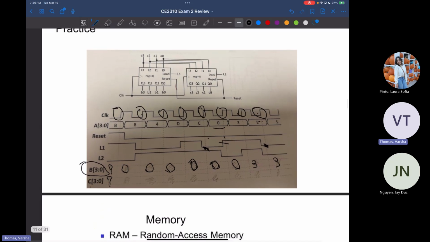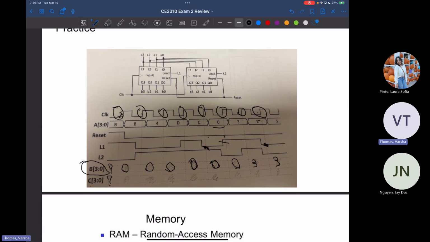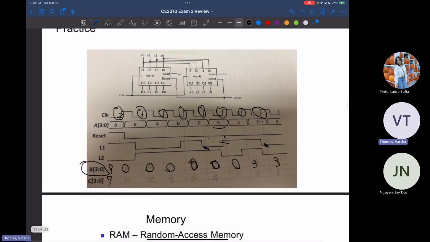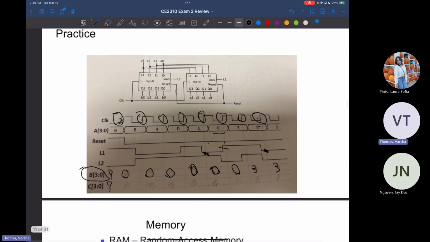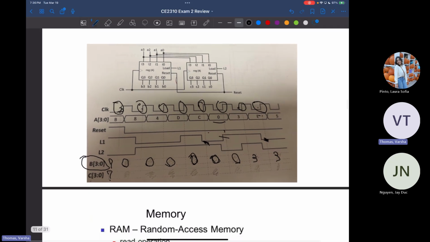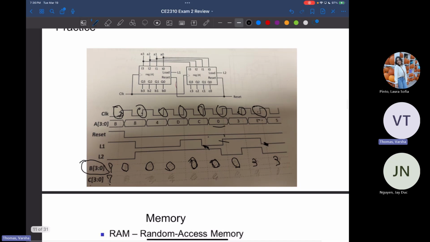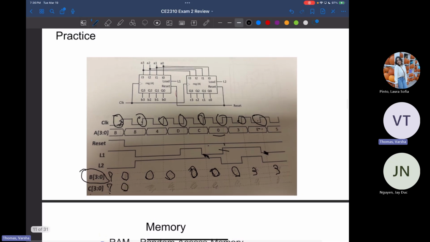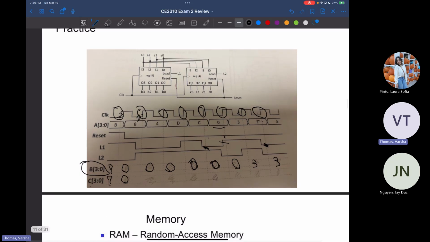And we're gonna look at the first rising edge again. So let's look at L2 now. L2 is at 0. So we're gonna have a 0 as our output. We go to the next rising edge.